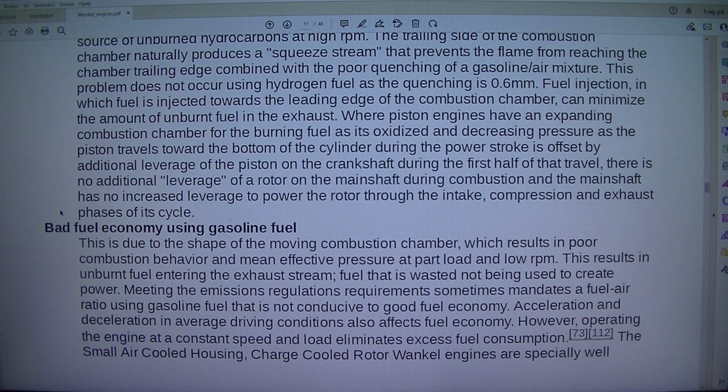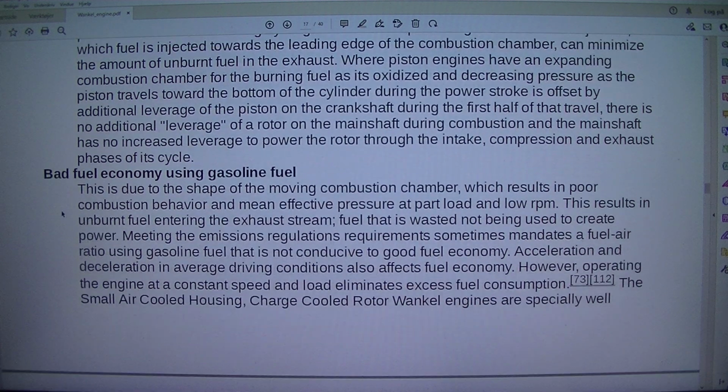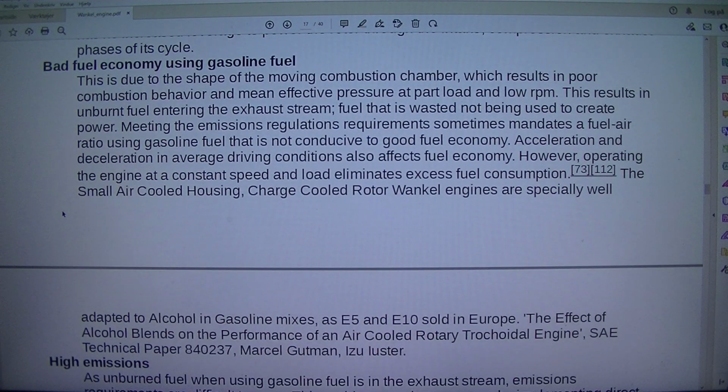Bad fuel economy using gasoline fuel. This is due to the shape of the moving combustion chamber, which results in poor combustion behavior and mean effective pressure at part load and low RPM. This results in unburned fuel entering the exhaust stream, fuel that is wasted not being used to create power.